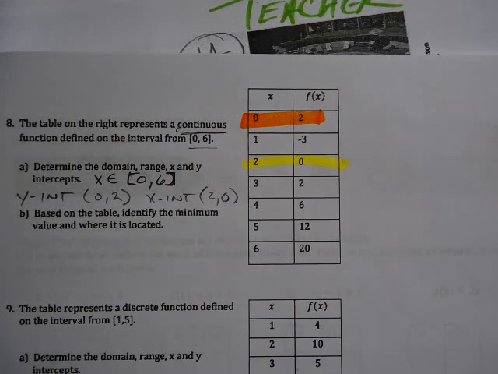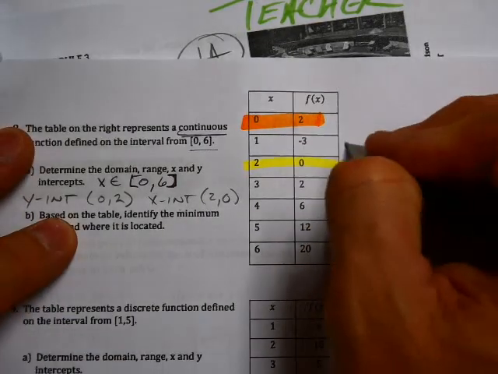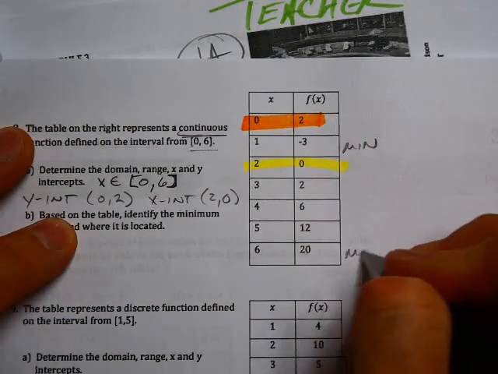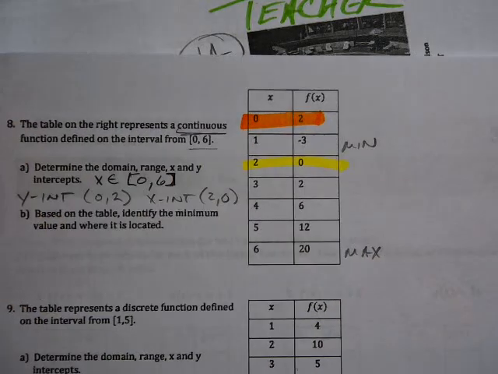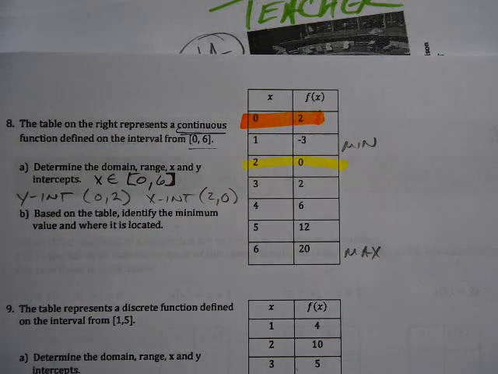Based on the table, identify the minimum value and where it is located. Which one's going to be the minimum value? That's right. The minimum and the maximum are based on the y values. So this is going to be your minimum. 20 would be the max. That's right. Cool. All right. I'm going to let you guys work with that a little bit.